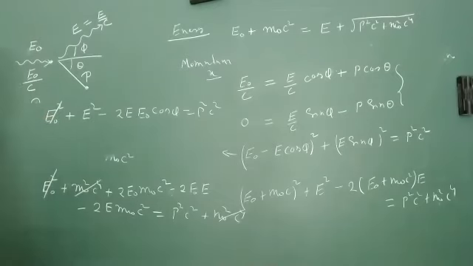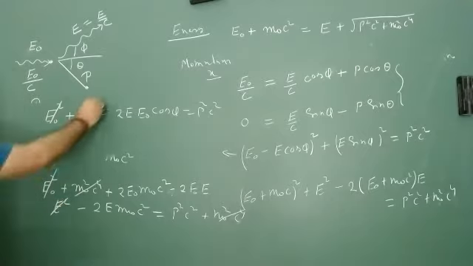Is there any E square? So there must be E square. So E square will also cancel out.